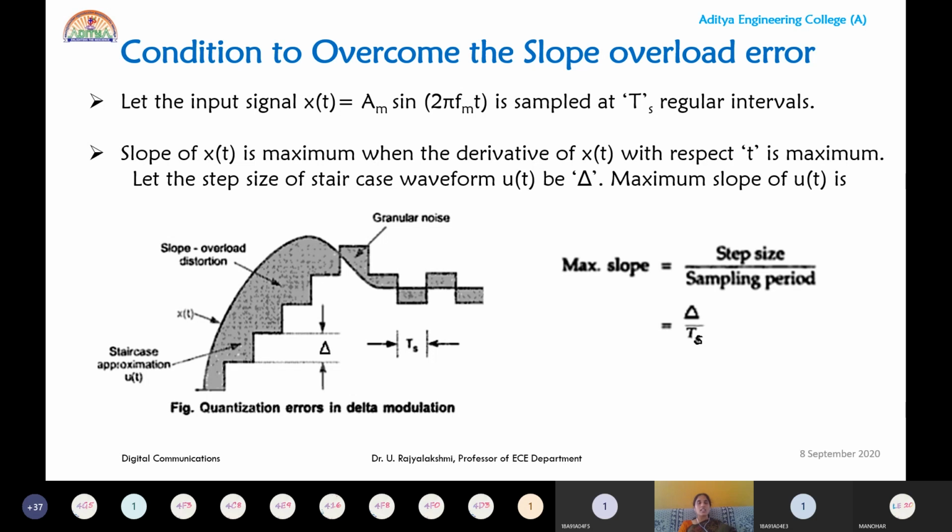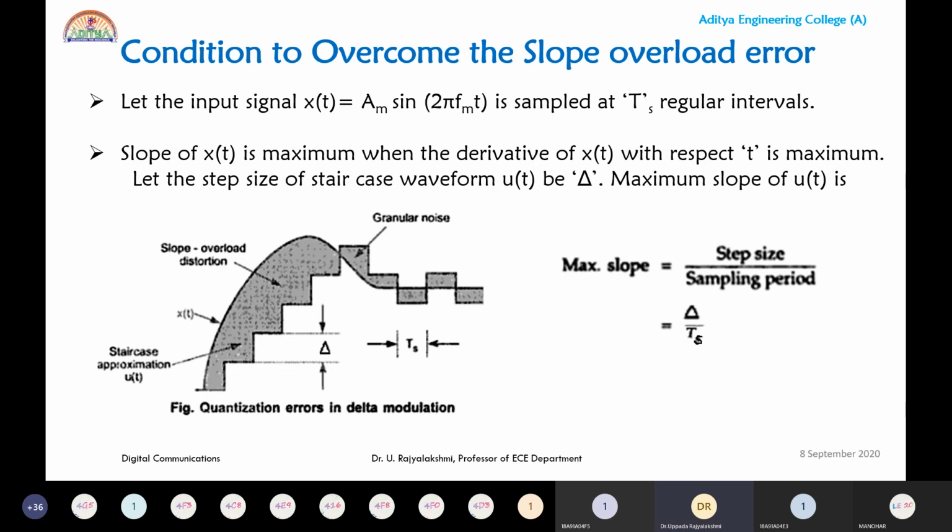The slope of u of t is the change in the y-axis by the change in the x-axis. The change in the y-axis of u of t is the step size delta, which can be either plus delta or minus delta, but delta is fixed in delta modulation, divided by the change in the x-axis, that is the sampling interval Ts. So the slope equals delta by Ts. This derivation is very important for your examination. Please derive the expression, or derive the condition, to overcome the slope overload error.